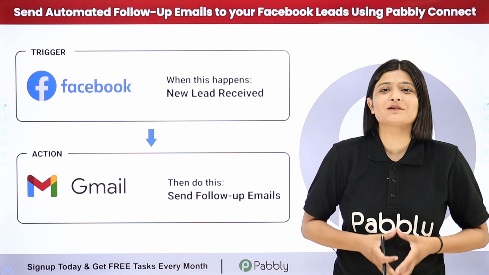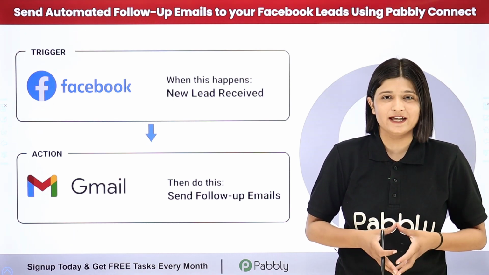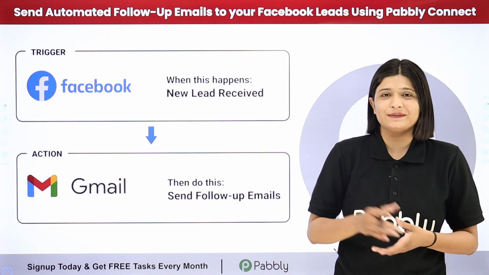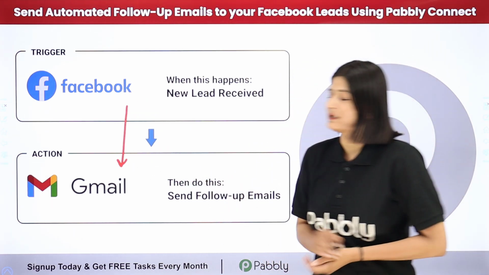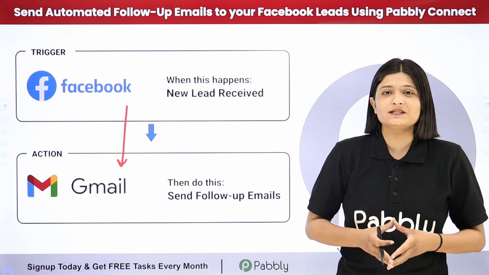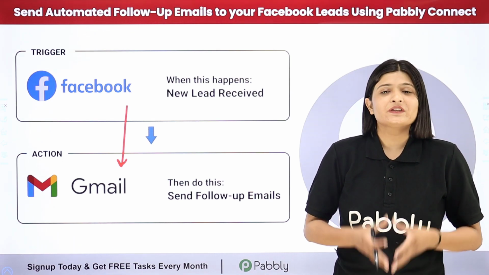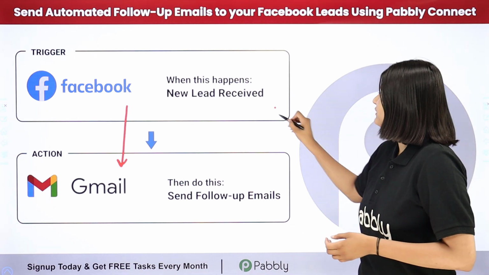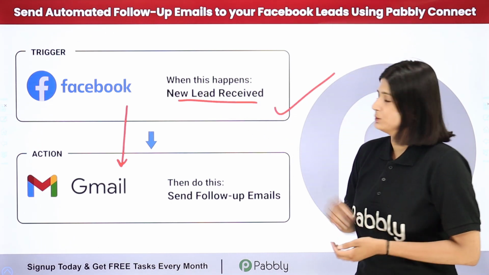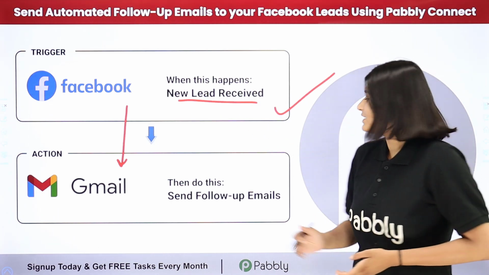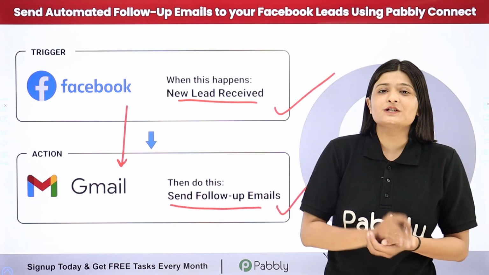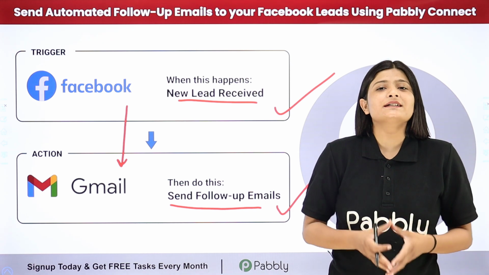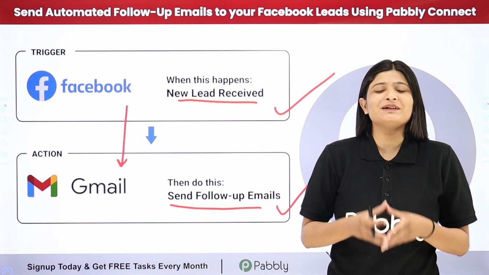So Pabbly Connect is an amazing automation and integration software which requires no coding or programming skills. Here I just need to build a connection between Facebook lead ads and Gmail. Pabbly Connect runs on two principles, which are trigger and action. Here as a trigger application, I will take Facebook lead ads, from where I will receive new leads, and then in my action application, I will take Gmail, with the help of which I will send follow-up emails to all these leads. If you want to learn this amazing automation step by step, let me take you all to my screen.